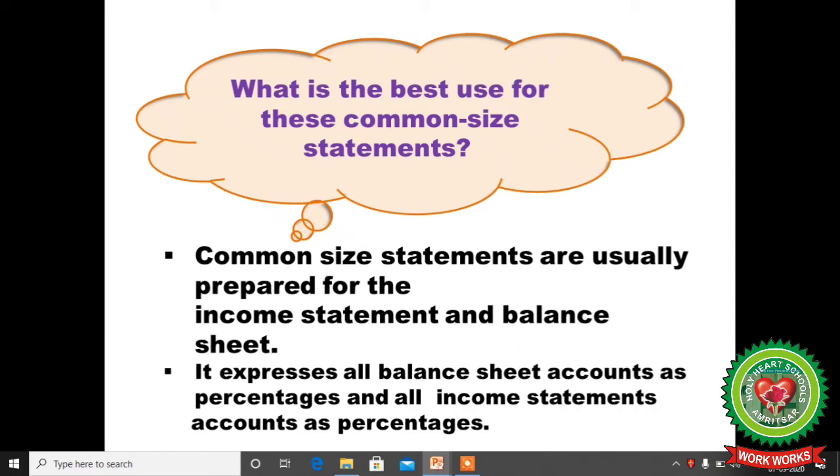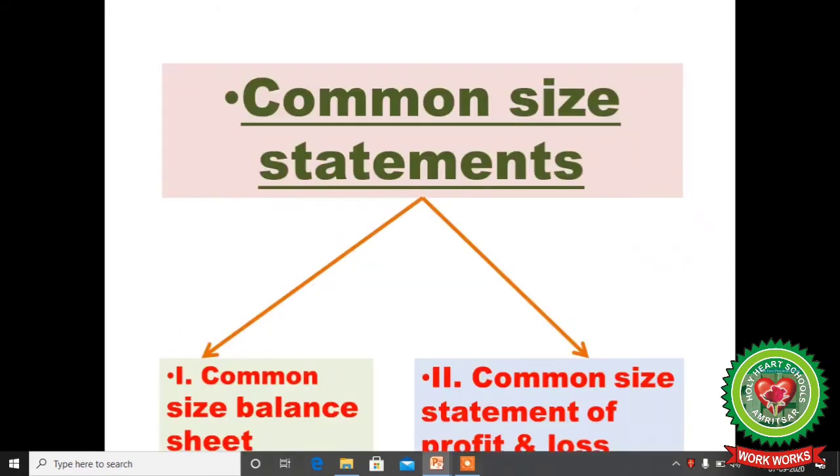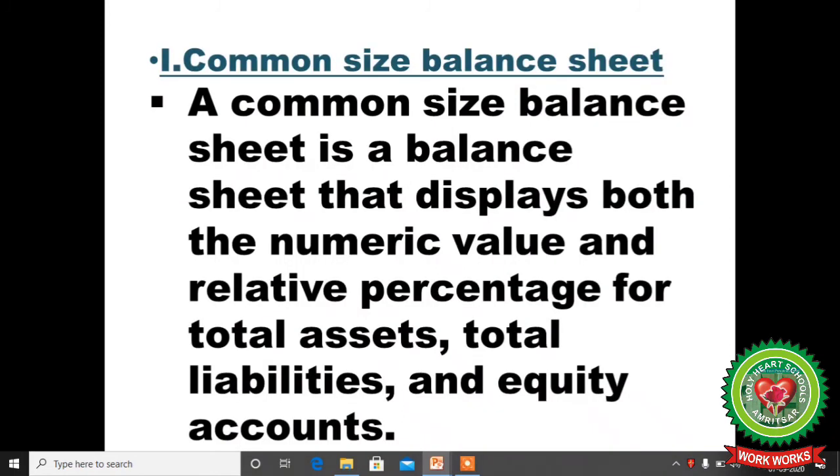The answer here is that common size statements are usually prepared for the income statement and balance sheet. It expresses all the balance sheet accounts as percentages and all the income statement accounts as percentages. Okay. The common size statement is further divided into two parts, just like the comparative: the common size balance sheet and the common size profit and loss. The balance sheet shows you assets and liabilities, and the profit and loss shows the revenues and the expenses.